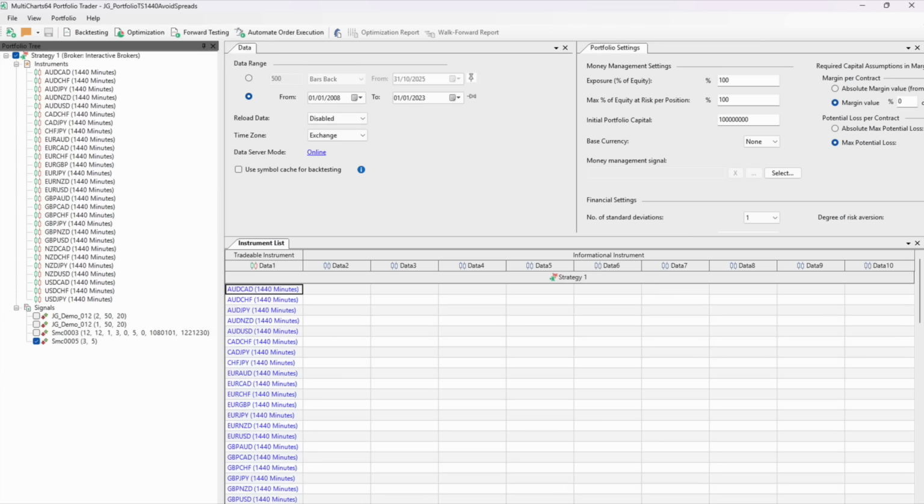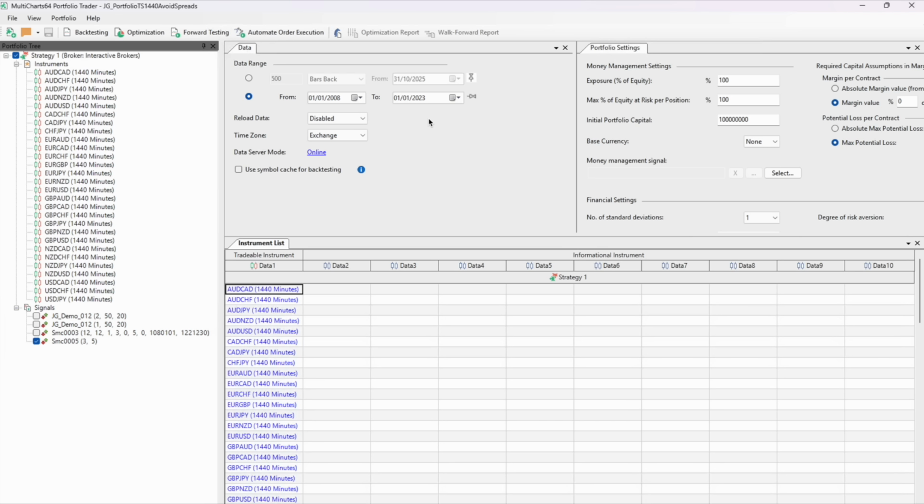Okay, we're in Multichart's Portfolio Trader, and this allows me to run the strategy across many markets at the same time. Firstly, look at the data I've got. I've got from January 2008 through to January 2023. That's our in-sample data. That's our testing data. Once we've found a strategy which we're quite happy with, we can then go and look at some out-of-sample data, and that will be from January 2023 through to, I think it's going to be October 2025. So we've got almost 3 years worth of out-of-sample data to see if the strategy continues to work.